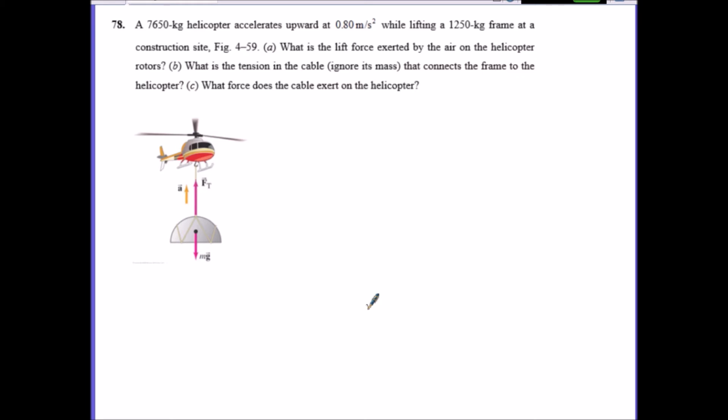It's often good to start with an FBD, and you can see that this picture has an FBD already started for the frame, but we might want to draw one for the helicopter as well. Let's start this problem by considering whether we want to treat these objects separately and draw an FBD for both, or treat them as a system and draw a single FBD. I want to consider both of those. So here we have a separate FBD, and then we'll do a system.